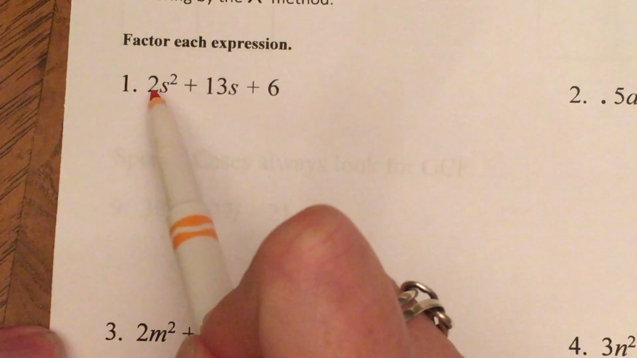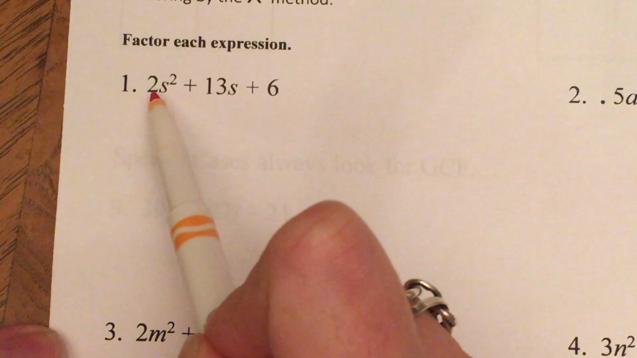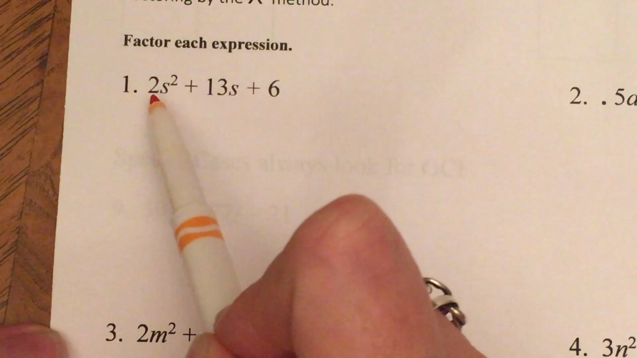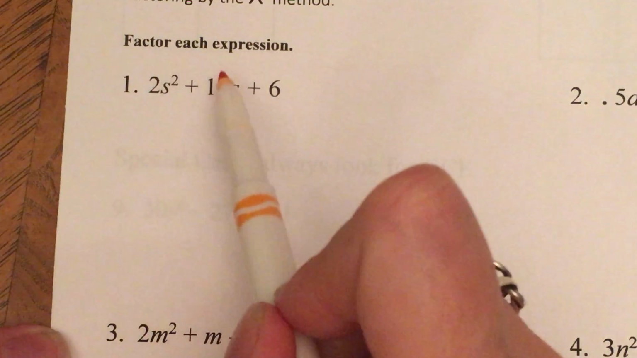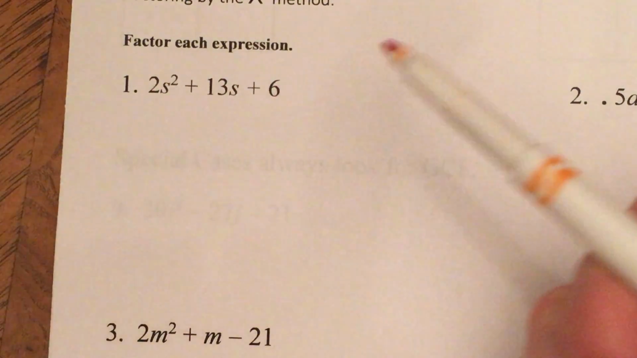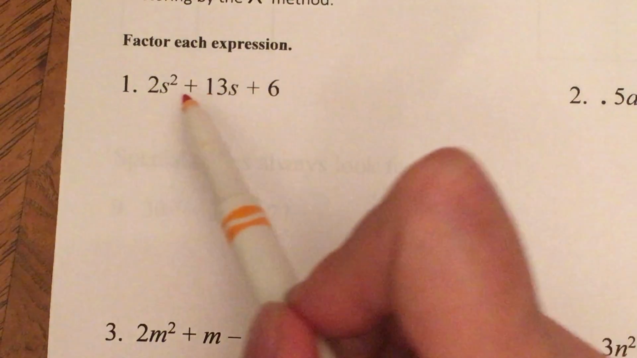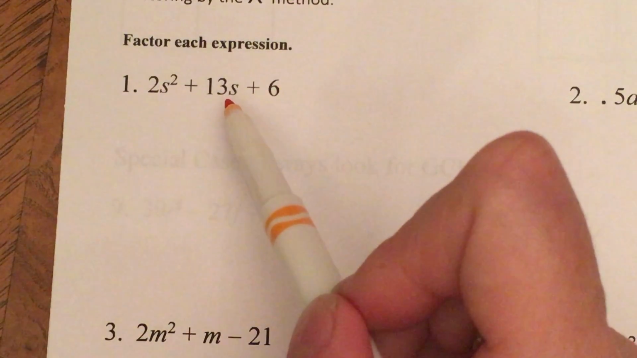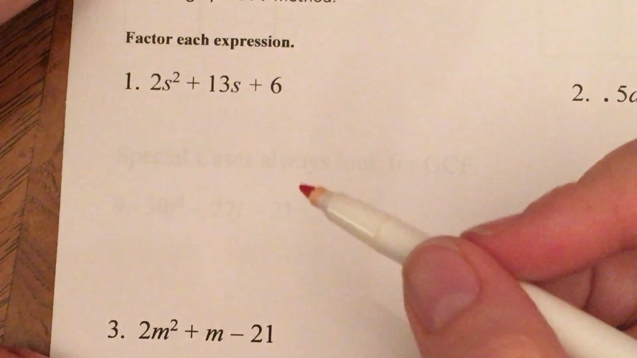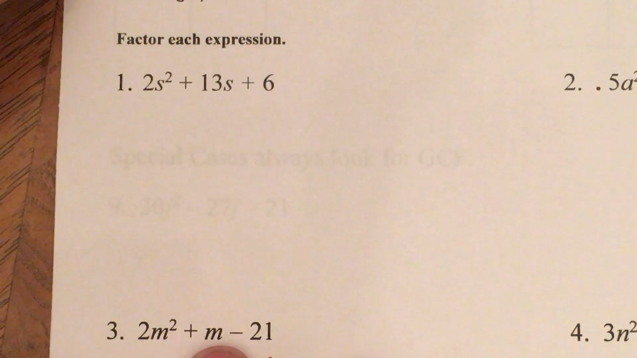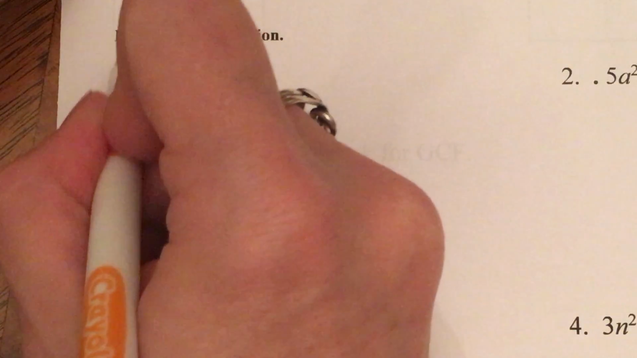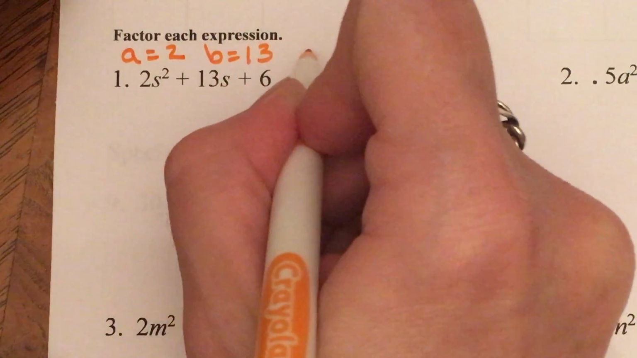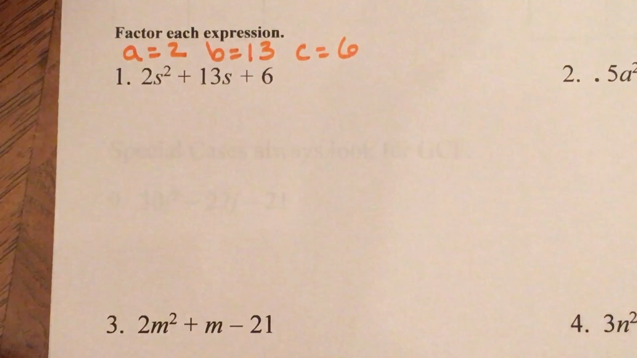See, now I have a different coefficient in front of my squared term that isn't just a 1. So we look, do all 3 of these terms have something they can be divided by? No. 13 is not divisible by 2. Sorry, folks. So we begin the exact same way as we did before. A equals 2, B equals 13, C equals 6. Got it.